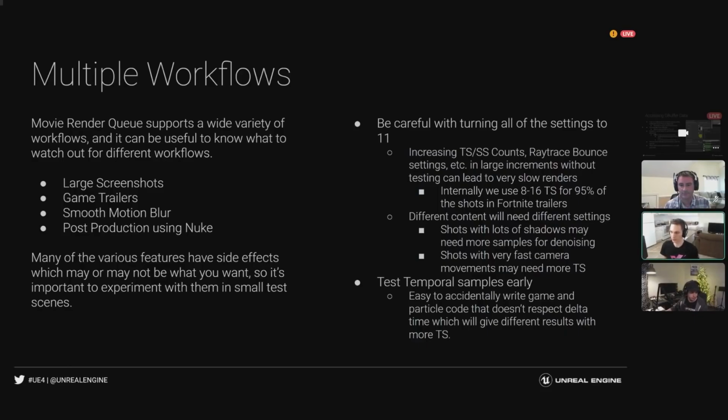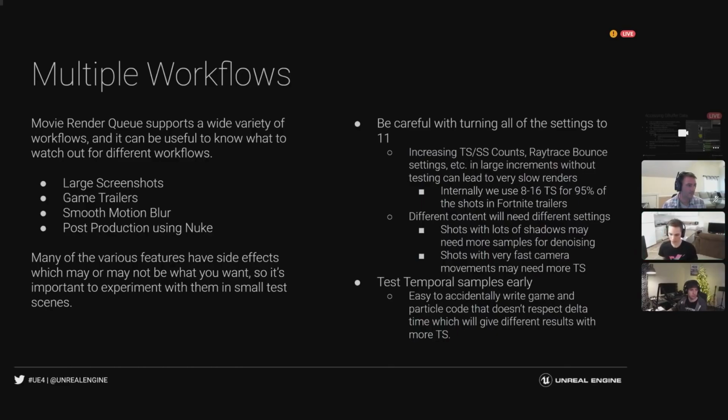There are, to some extent, diminishing returns after some point, as we saw earlier, where 8 temporal samples didn't look much worse than 16 temporal samples. And if you did 32 temporal samples, the difference is going to be smaller. So play with the numbers, try 1 temporal sample, try 5 temporal samples, or whatever. Internally, we use 8 to 16 temporal samples for 95% of the shots in Fortnite trailers. That is a real world use case: most of the time we don't go above 16.